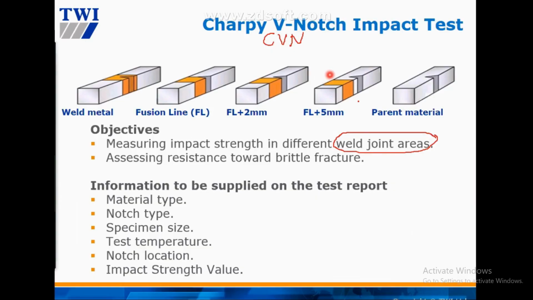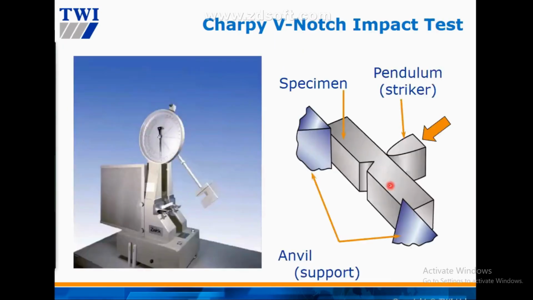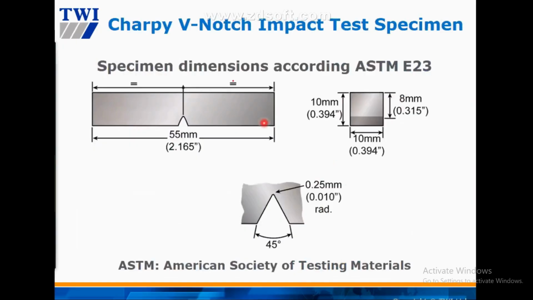Okay. The weld joint area means they must test in the parent metal, HAZ. This is the HAZ fusion line. FL is fusion line plus 2 mm, meaning must be included with the HAZ area. Fusion line itself and weld metal. Okay? That is the specimen, and this is the dimension. Don't worry about this. No need to memorize the specimen size.